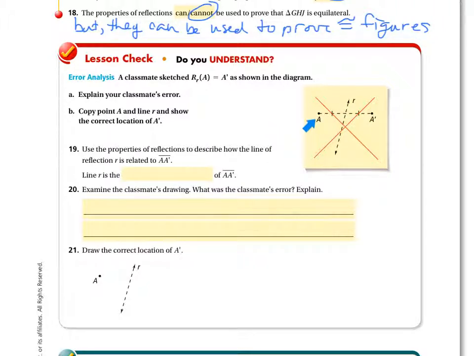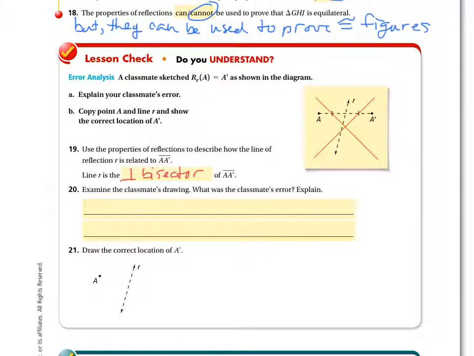But what's wrong with this line? It's not perpendicular, yeah. And that's the problem. The distance from any point to a line, if you go all the way back to August, the distance from any point to a line must be a perpendicular distance, right? And so that's his biggest problem. So line R should be the perpendicular bisector of line segment AA prime, and it's not.